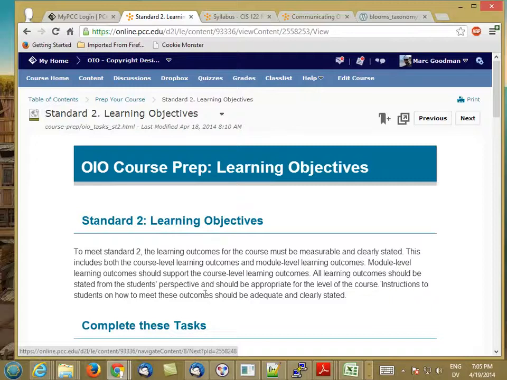Instructions to students on how to meet those outcomes should be adequately and clearly stated. So generally, you're talking about a set of learning activities and telling the student the learning activities they need to complete in order to attain mastery of the learning outcomes. And this can include things like discussion groups, written assignments, reading materials, watching videos, basically whatever learning activities and assessments that you have that support a mastery of those learning outcomes. You should state that to the student so that the student can go in and understand what they need to do to be successful.